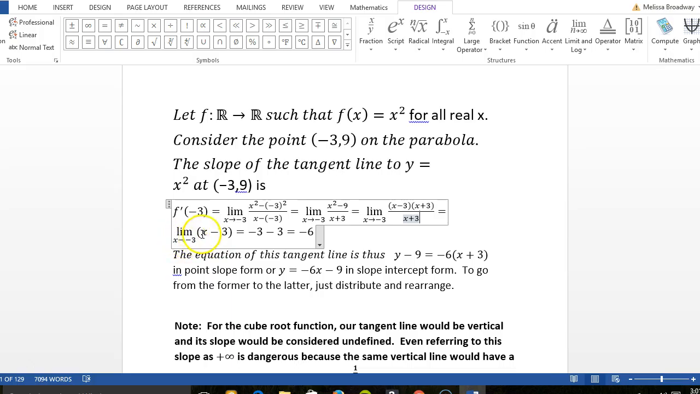So I can just throw negative 3 into x here. I get negative 3 minus 3, which is negative 6. That's my slope of my tangent line. Now that's good. That's my slope. But the equation of that's going to be, now I've got my m.